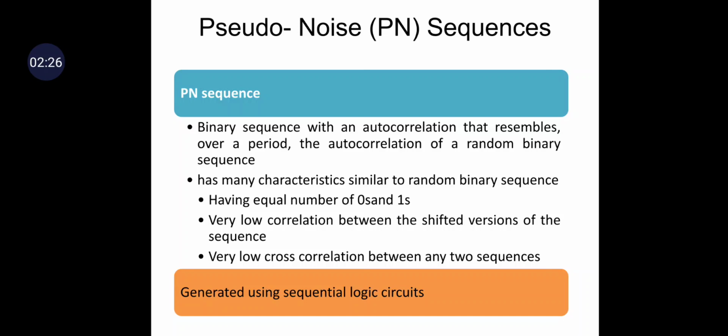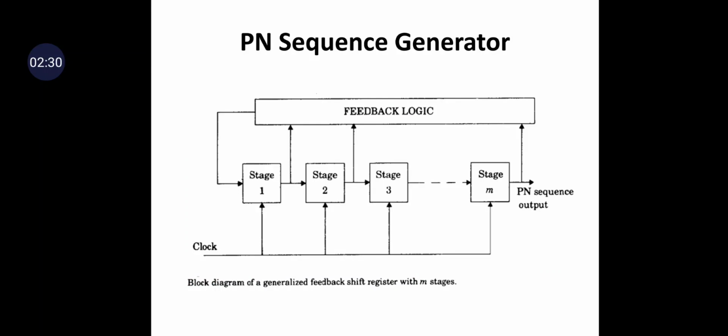This PN sequence can be generated using sequential logic circuits. This is a block diagram of a generalized feedback shift register with M stages. This circuit will generate the PN sequence, that is pseudo-noise sequence. There are several stages. Clock pulse is also applied. There is a feedback logic. The output is the PN sequence output.